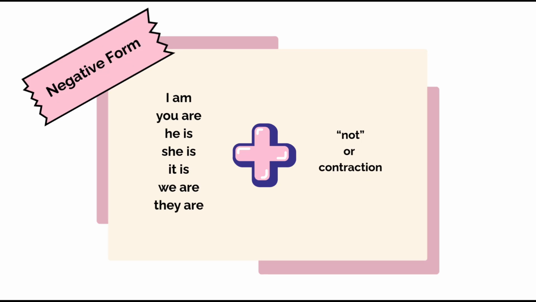Let's practice the negative form. The negative form is very simple. All you need to do is add not after the verb or use the contraction. Don't just watch. Say it out loud with me. Your brain learns faster when your mouth is moving.